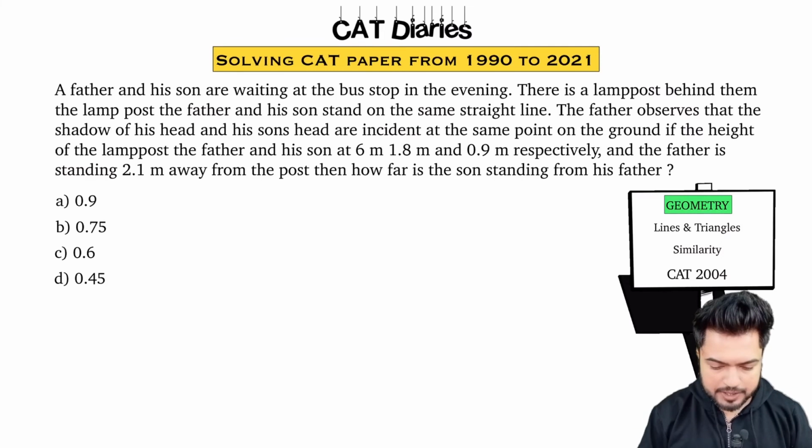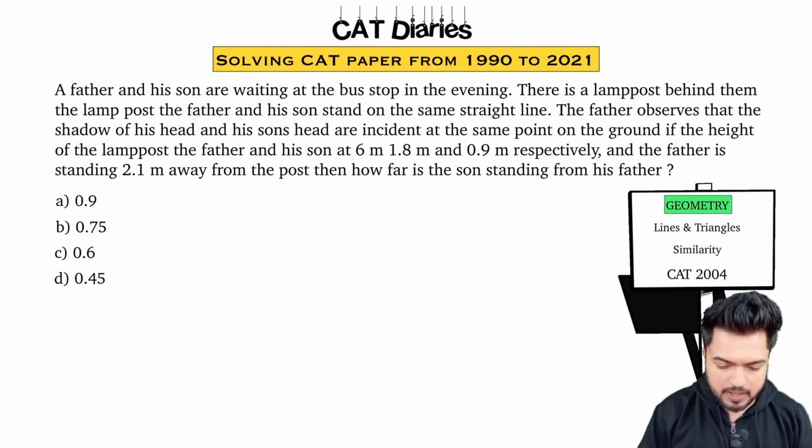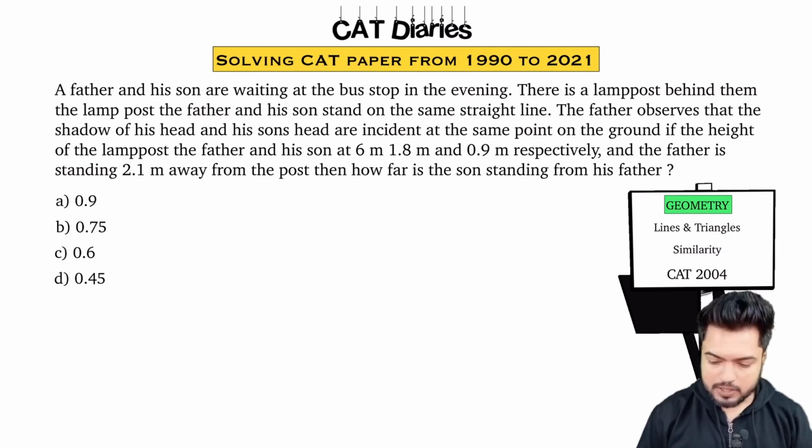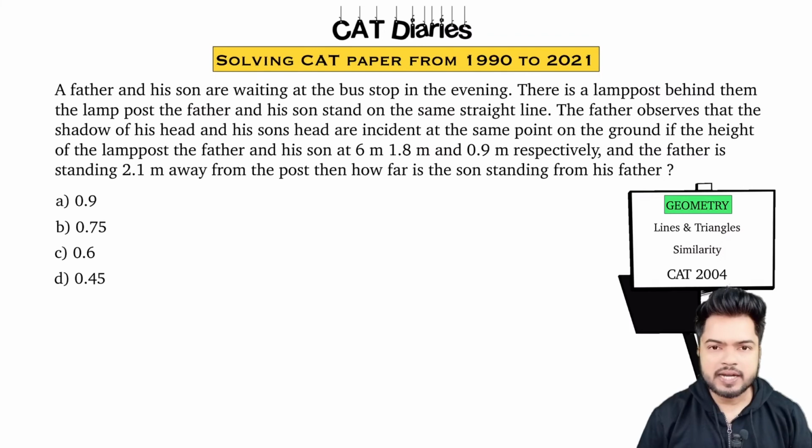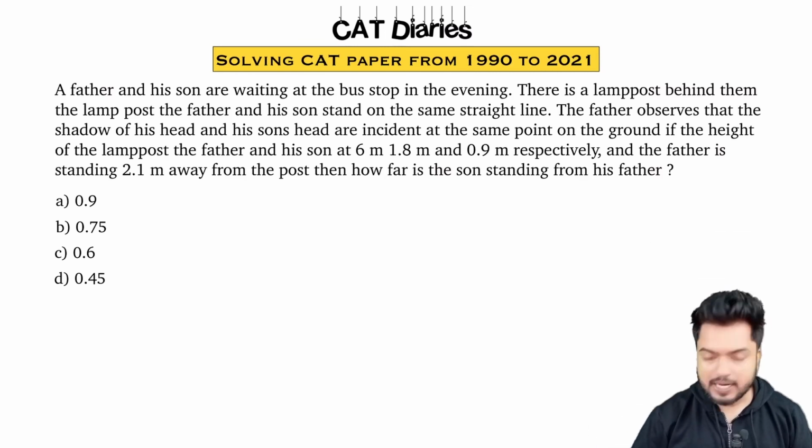A father and his son are waiting at the bus stop in the evening, and there is a lamppost behind them. The lamppost, the father and his son are standing on the same straight line. The father observes that the shadow of his head and his son's head are incident at the same point on the ground. If the heights of the lamppost, the father and the son are given, and the father is these many meters away from the post, then how far is the son standing from his father? Very simple problem, again based on the concept of similarity, because you will find that the triangles become similar here.